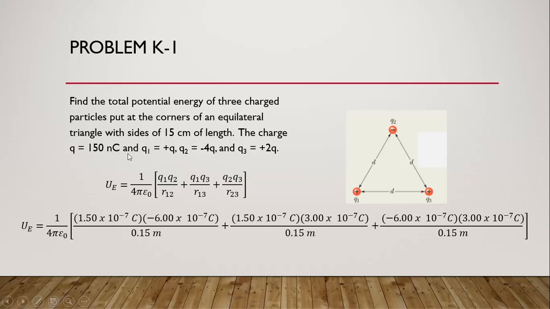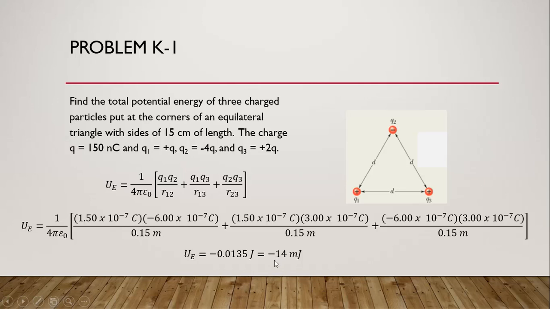So 150 nanocoulombs is the same as 150 times 10 to the negative 9th, or 1.5 times 10 to the negative 7th. So there's Q1 Q2, 4 times 150 is 600. There's Q1 Q3, 2 times 150 is 300, and there's Q2 Q3. Because this is an equilateral triangle, that 0.15 meters is the same for all. If you plug all that into your calculator, you end up with negative 0.0135 joules, or about negative 14 millijoules. Milli is times 10 to the negative third, so multiply this by 1,000.